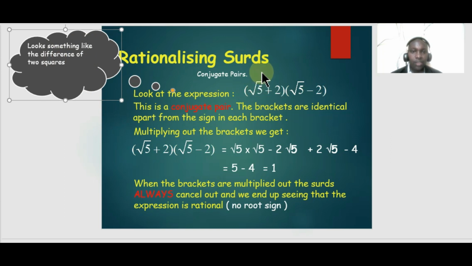You just need to take this root 5 squared minus 2 squared. So root 5 squared is 5, then minus 2 squared, which is 4, and that one will still give you 1. So when the brackets are multiplied out, the surds always cancel out, and we end up seeing that the expression is rational. No root sign again. So when you multiply these, the root sign disappears.